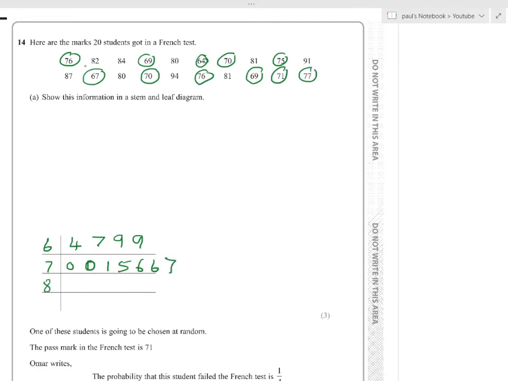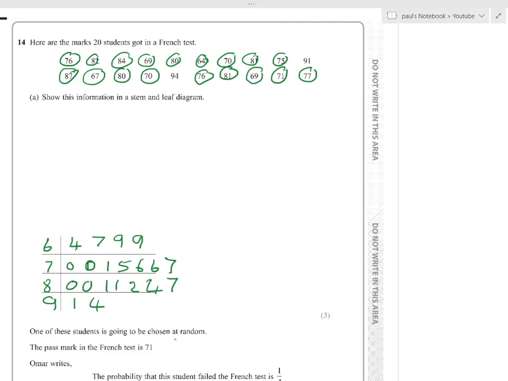So this lot must be 80. Oh yeah, we've got an 80 and an 80. So 80, 80, 81, 81, 81, 81, 82, 84, and 87. So there are some 90s as well. We've got a 91 and a 94.